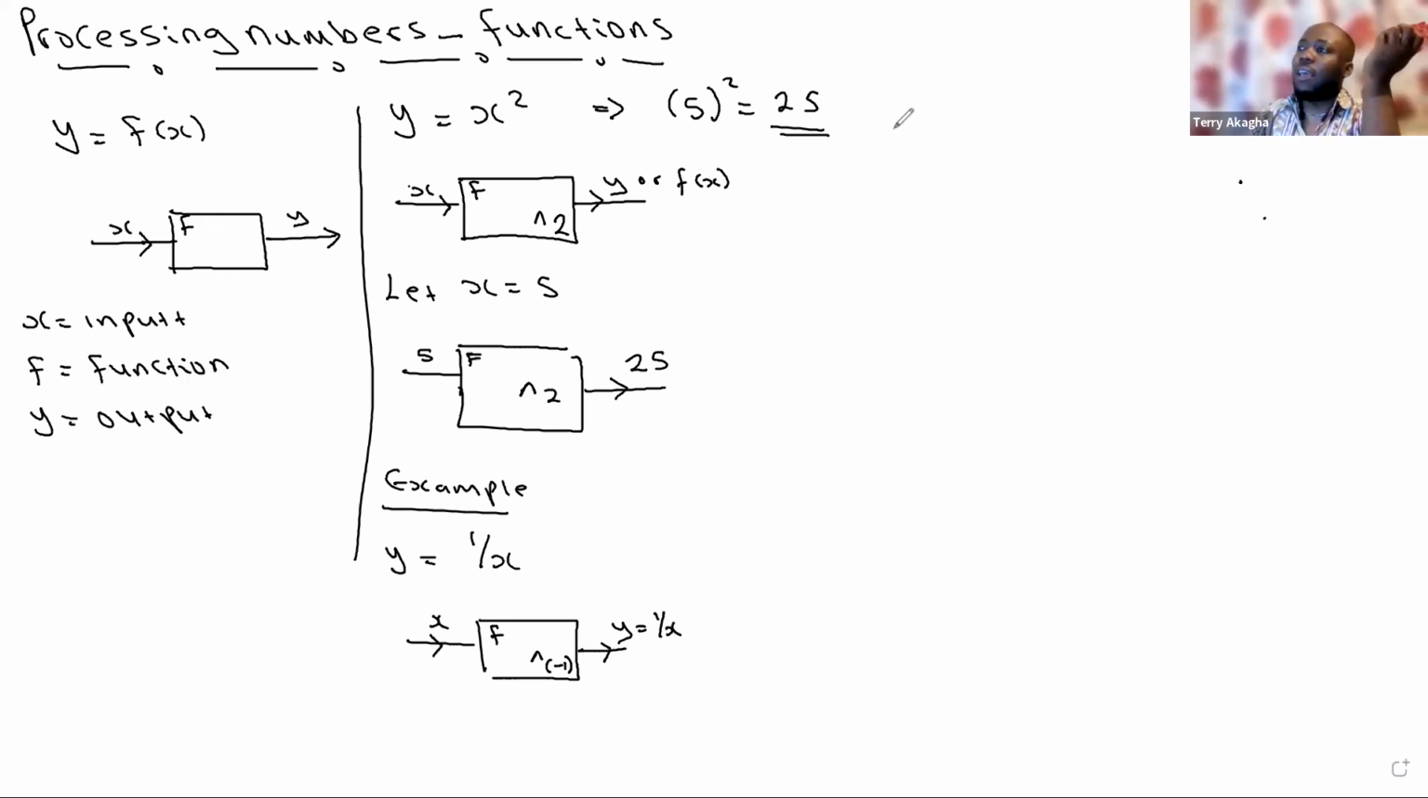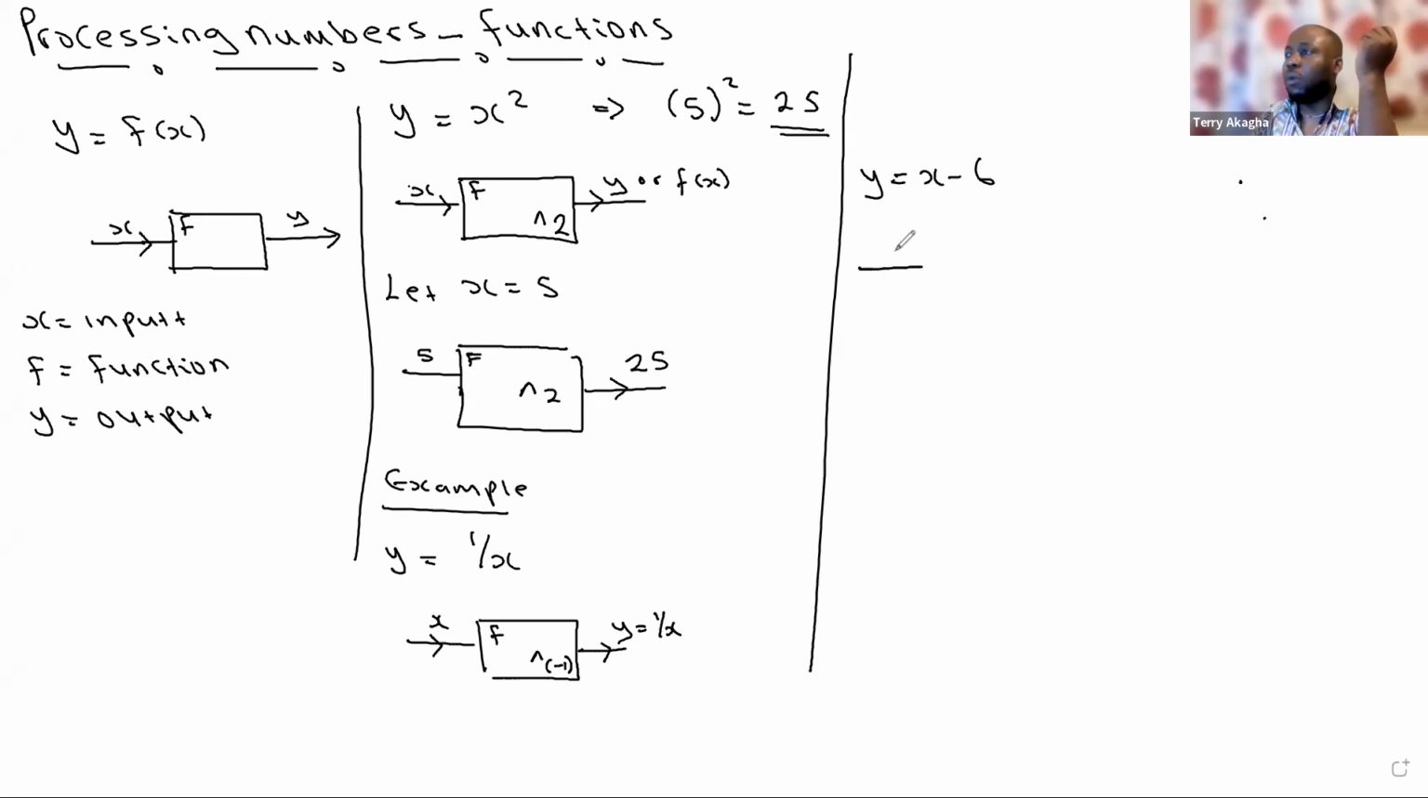So you can have other examples. You can play around with this, all the same thing. Let's say we have y is equal to x minus 6. The same thing: if you have an input x, what is the function? The function is that you have to subtract 6 from the value of x. And then you're going to have a y that will be equal to x minus 6 as the output. Or you can say the output is going to be f of x.